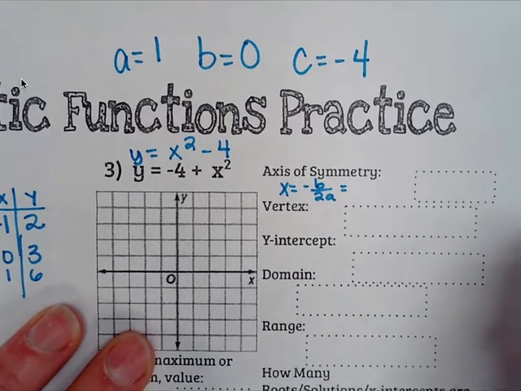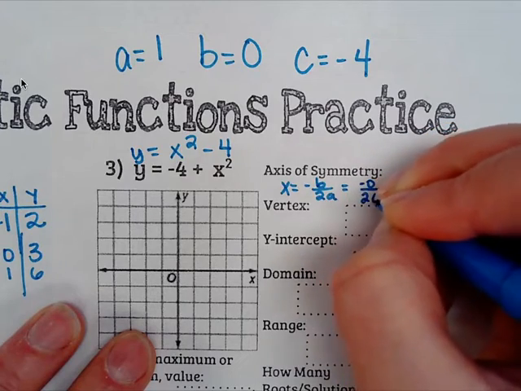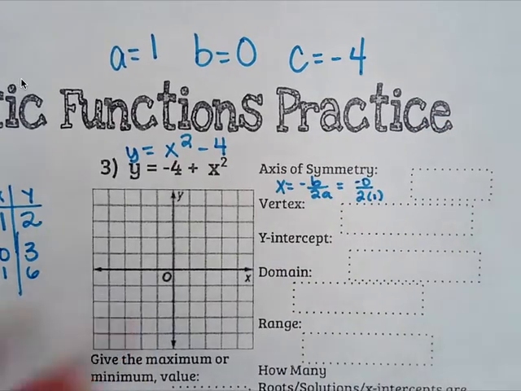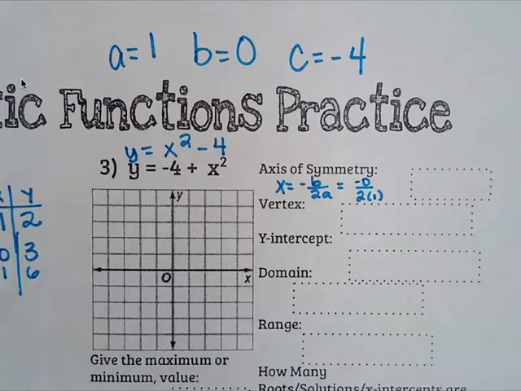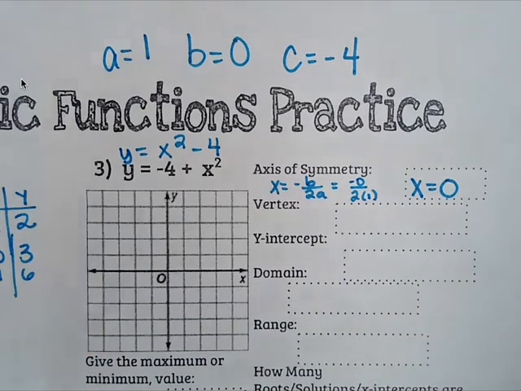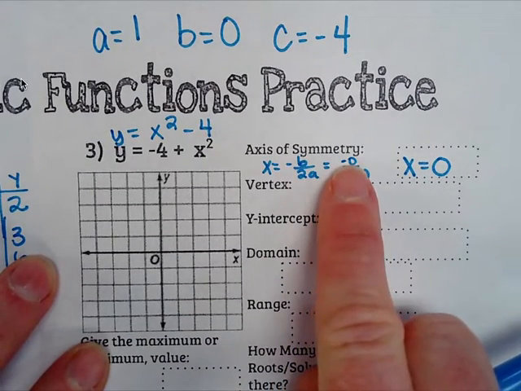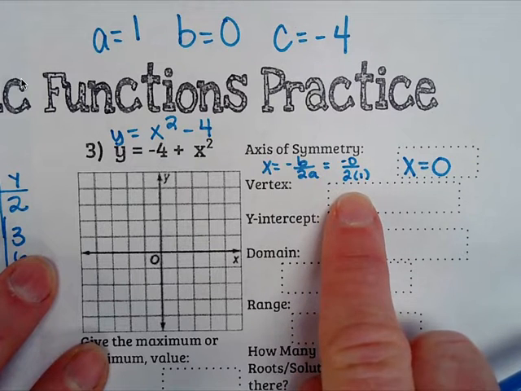So for the axis of symmetry, it's negative b over 2a. So negative 0 over 2a. If I take 0 cookies and I divide by my 50 friends, how many cookies does each person get? 0. So x equals 0. If I have 0 of something, I have to divide it among people. Everybody's going to get nothing. It's 0. You can always put this in the calculator too. But just know if 0 is on the top and you're dividing by a number, it equals 0.